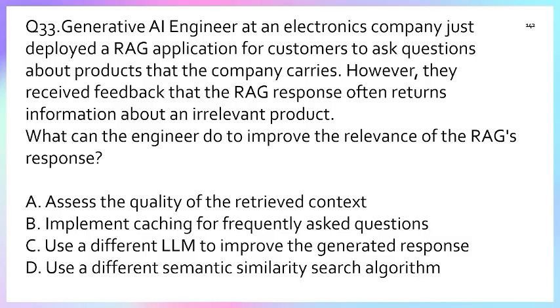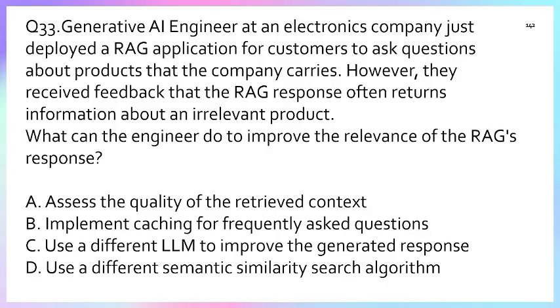Now, option B, implement caching for the frequently asked questions. Caching is a performance optimization trick. It stores responses for common queries and avoids rerunning the RAG process. Right, it doesn't improve the relevance of the responses themselves, especially for new and varied queries. Option C, use a different LLM to improve the generated result. The problem is not with the generation part, but with the retrieval part.